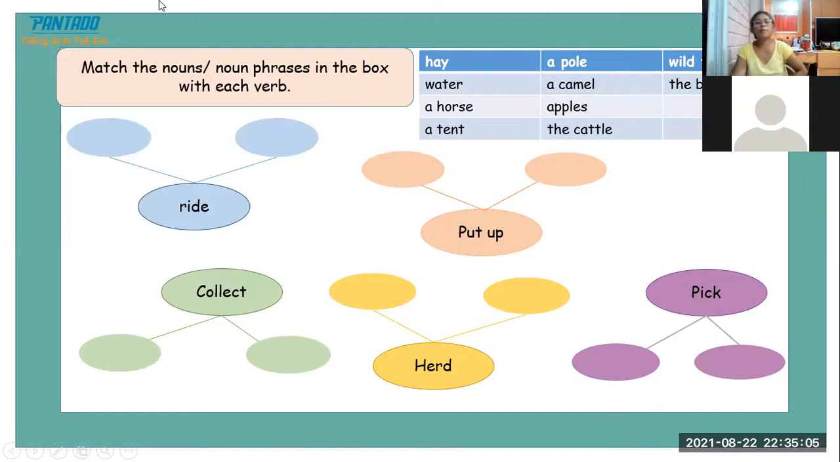Okay. Here, Min, kindly look at this. Match the nouns or noun phrases in the box with its verb. Sample. Okay, here. This is an example.